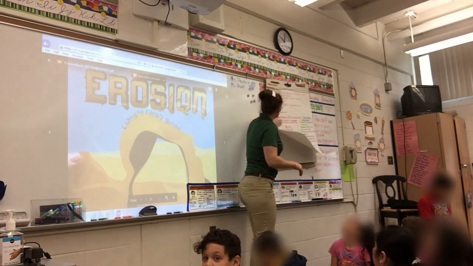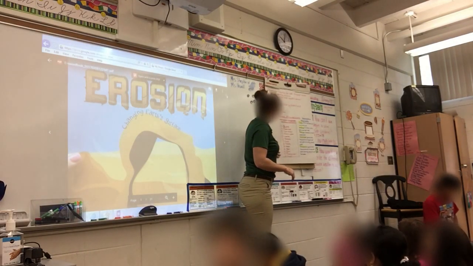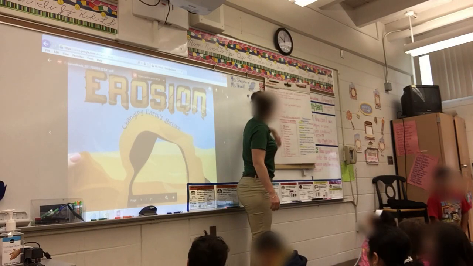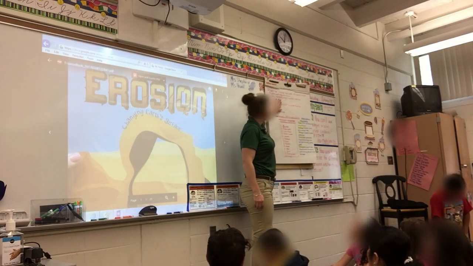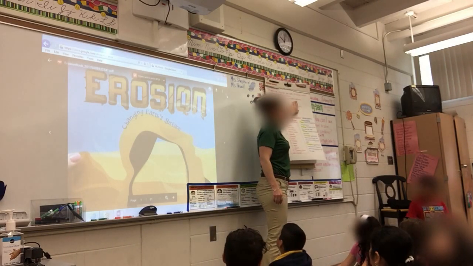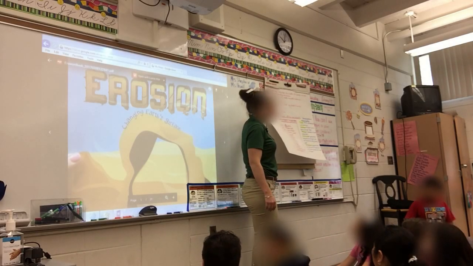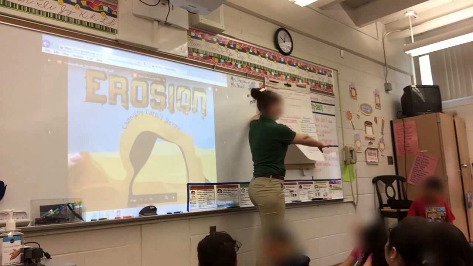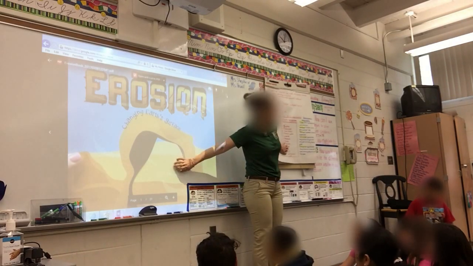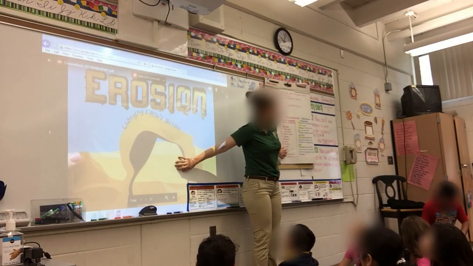Today's objective is to describe the basic differences between physical weathering and erosion. Our vocabulary words that we're going to be looking at are weathering, erosion, deposition, and sediment. Okay? We're going to do a read aloud together as a class. So you guys that are over here need to move over here so we can see the board, because I'm going to be calling on you to read.